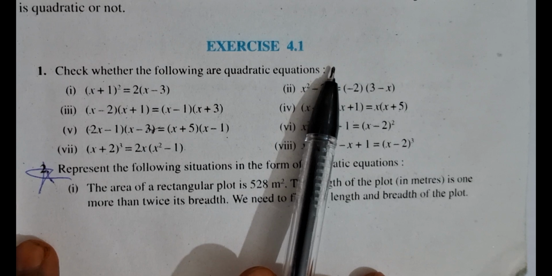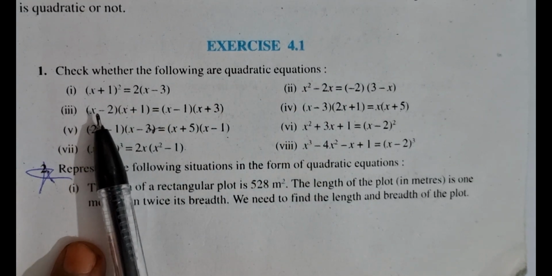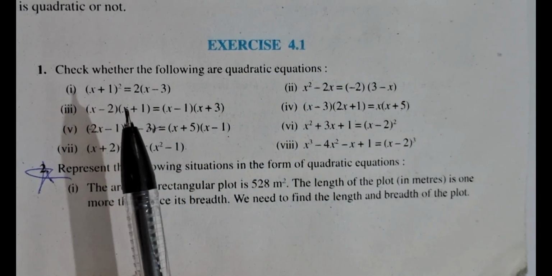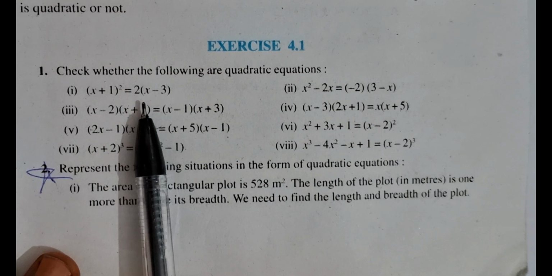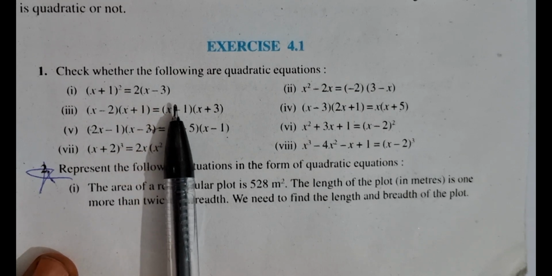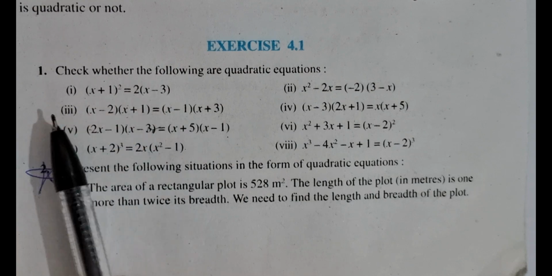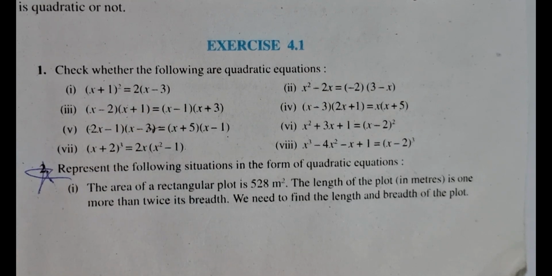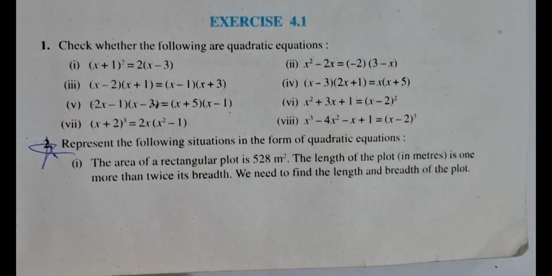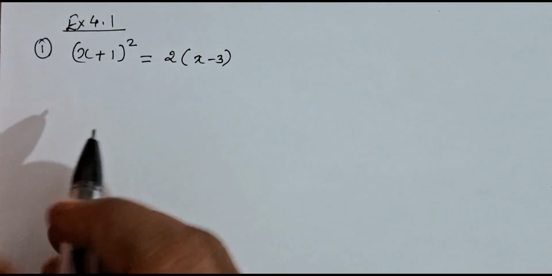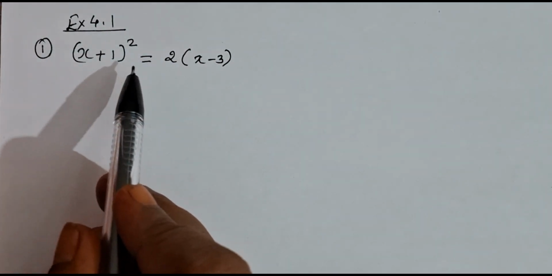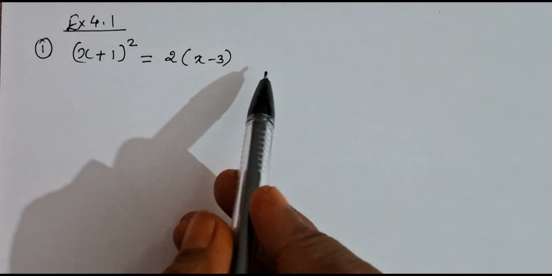Exercise 4.1, where you need to check x plus 1 whole square is equal to 2 into x minus 3. So you have to check whether it is a quadratic equation or not. Now let's see how to check. So first we will write down the question. So now you can see it is x plus 1 whole square is equal to 2 into x minus 3.